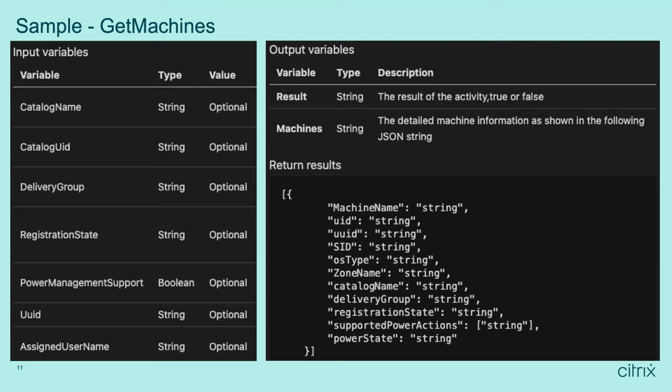Take an example, the get machine activity. For the input variables, you can find that it includes the catalog name, catalog UID, delivery group information, and the registration state that supports the power management capability, and the UUID of which user has been assigned. And the output variables are in JSON string format. It's very easy to process and to expand in the future.